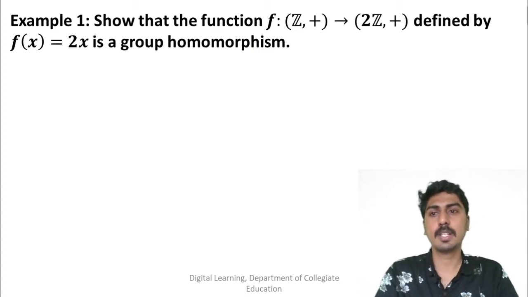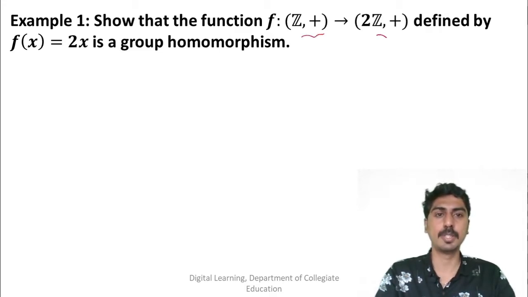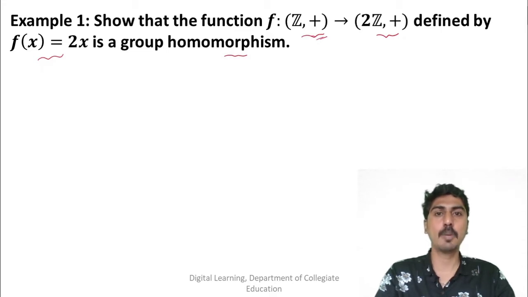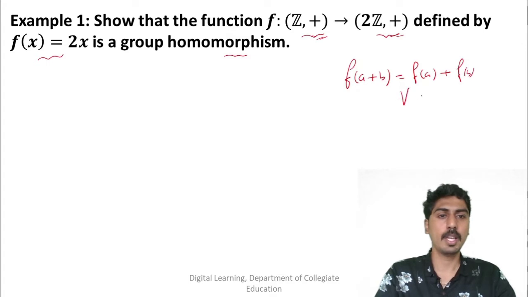Now let us consider an example. Show that the function f from Z plus to Z plus defined by f of x equal to 2x is a group homomorphism. Here the binary operation in the domain group is addition and the binary operation in the codomain group is also addition. So we have to show that f of a plus b is equal to f of a plus f of b for all a, b in the domain, that is Z.